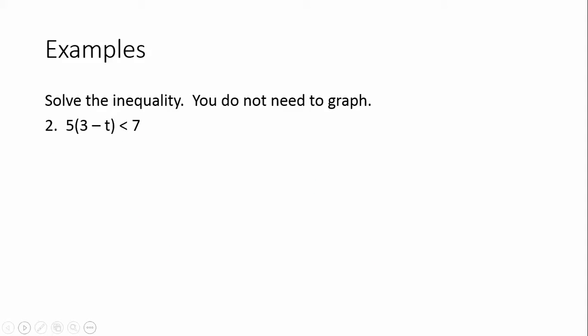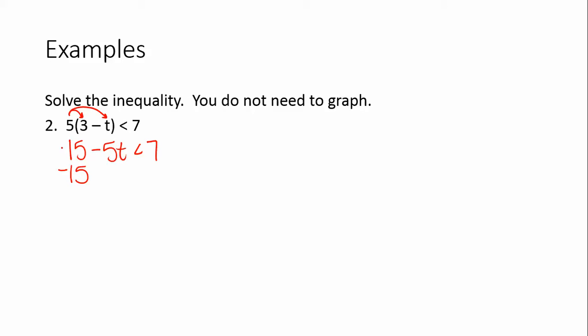On example 2, we have the distributive property. So the first thing that we need to do is distribute. Remember that 5 times 3 and 5 times the negative t. So it's 15 minus 5t less than 7. Again, we want to move the constant to the other side first. So we're going to subtract 15. Remember, this subtraction sign goes with the 5t. It makes the 5t negative.